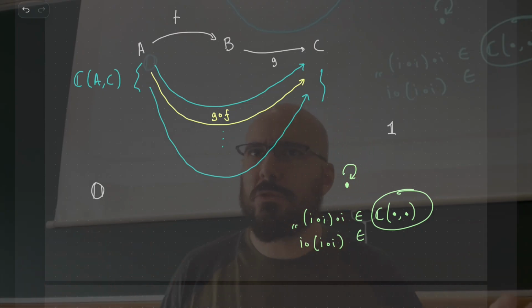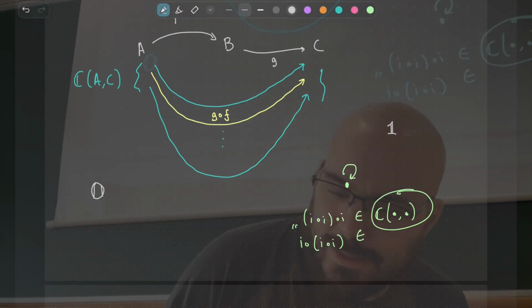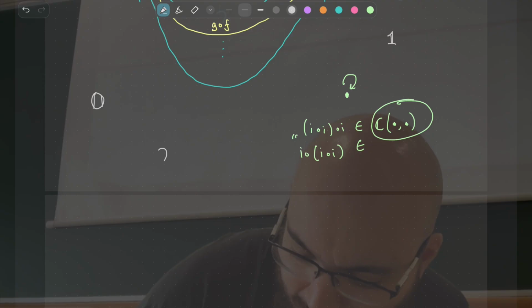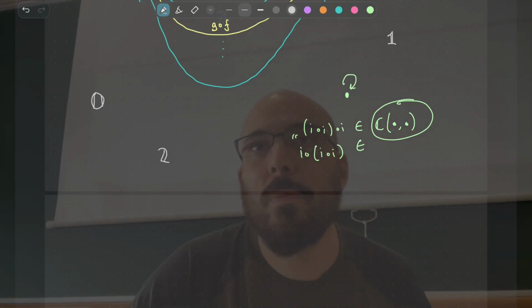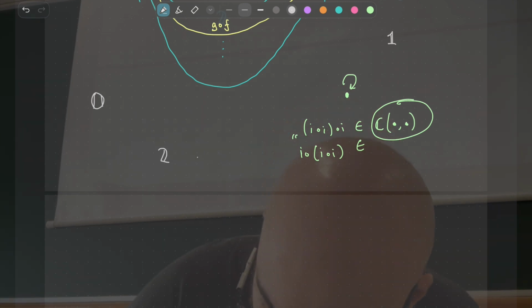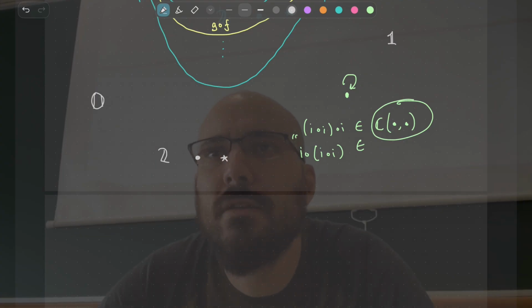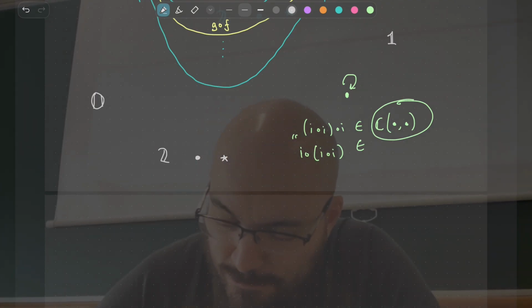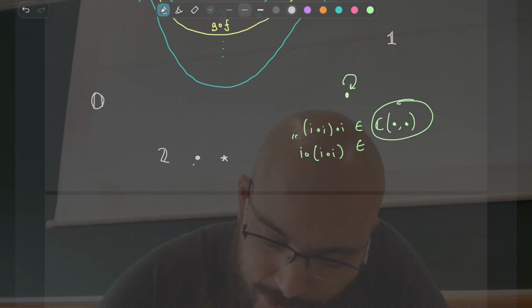But not yet. Quiz question: what should be the category 2? Okay, go ahead. Two objects. Let's call them bullet and star, okay? And all arrows between them. First of all, you need one arrow here. You need one arrow here.